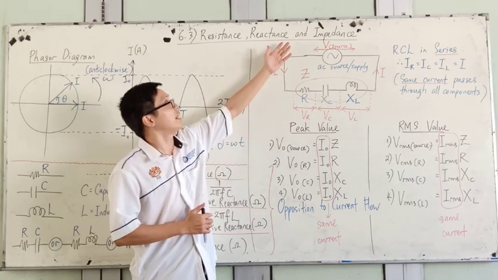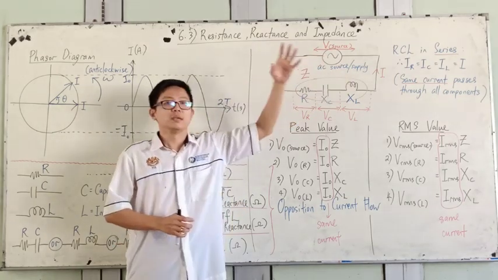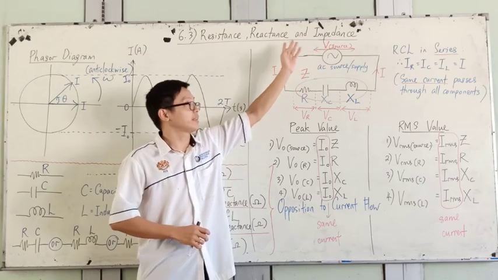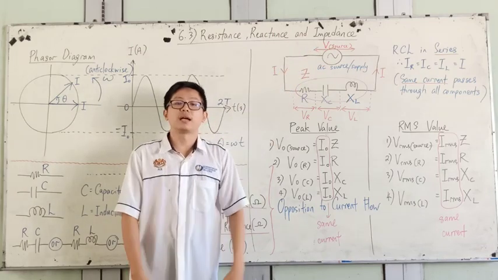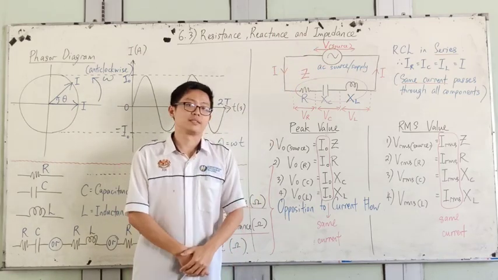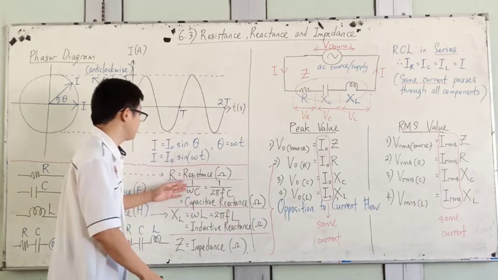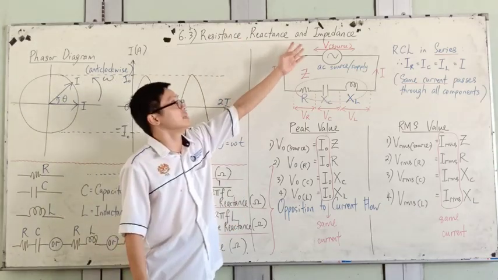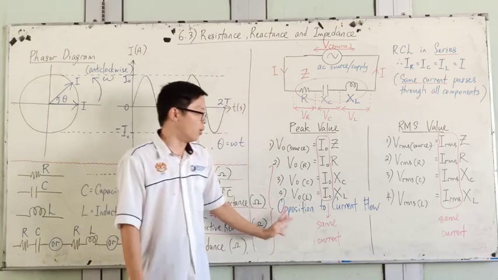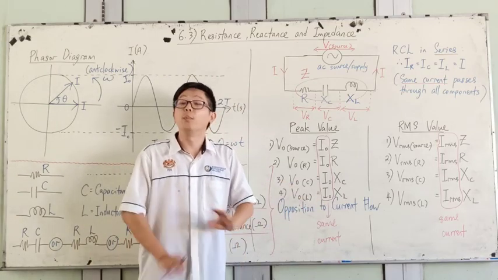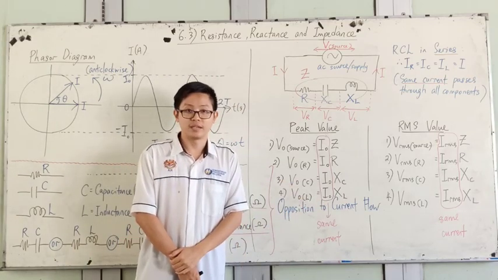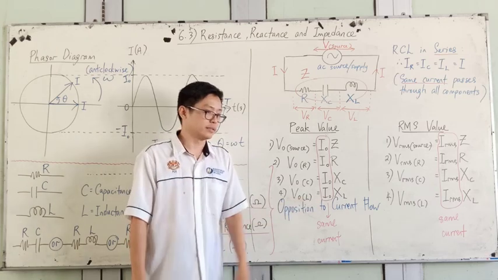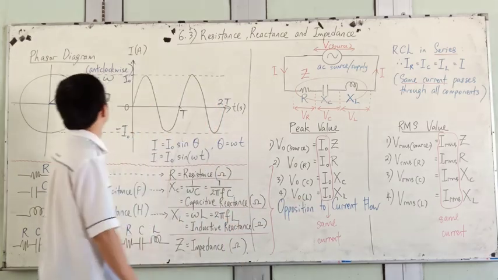Same as reactance and impedance. If reactance or impedance increases, the current also decreases. Because all of them, reactance, impedance, and resistance, are opposition to current flow. They oppose the current. Understand? They are opposition to current flow.